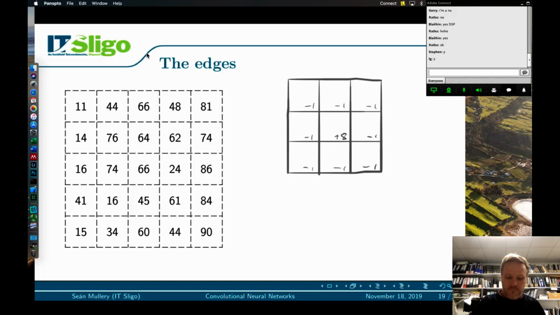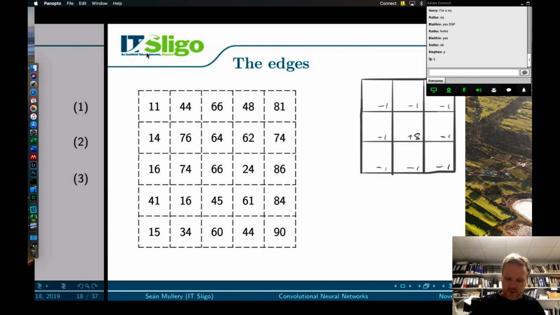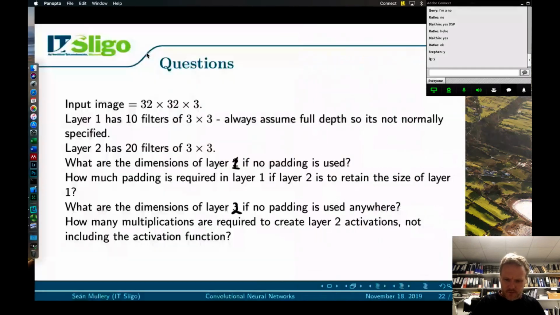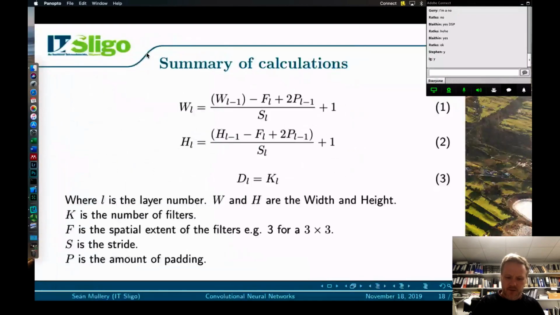I'll discuss the padding in a moment, but the padding is basically how many pixels we put around the outside in order to make sure that we can slide our filter off the edges. Okay, and then we divide by the stride, and the stride basically is how many jumps we do between each one. I think I covered that in a few slides' time, so we'll come back to it. And then what you do is you add 1 at the end.